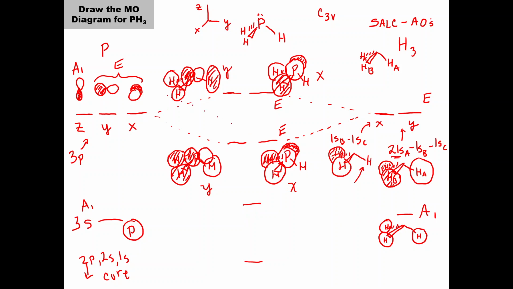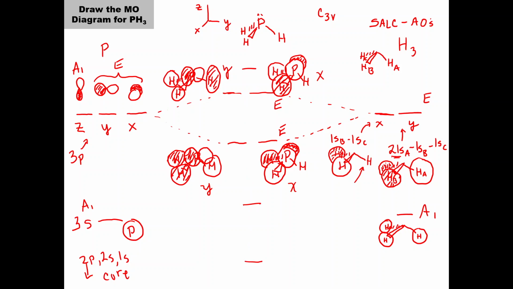Are you going to mix that A1 with the PZ and come up with a bonding and antibonding? If you do that, you have four molecular orbitals. And so you can't do that. You can only have three in the result. And so we're going to have one down here, one in the middle, and one up here. And so we've got to think about the pictures that we draw for those three.